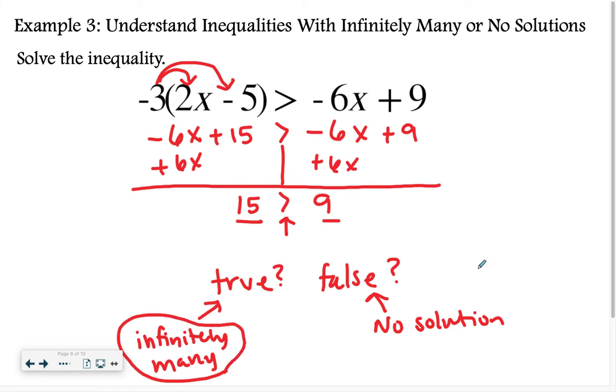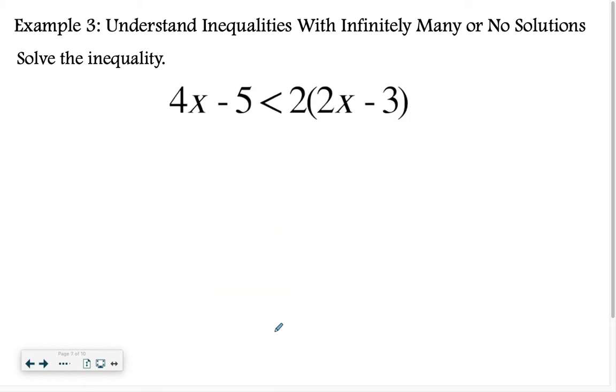Had it been something like 3 is greater than negative 2, that would be considered a no solution situation, okay? So if it ends up being a true statement, it's infinitely many. If it ends up being something that's not true, that's false, you're going to write no solution. Okay, so that's why this answer is infinitely many. All right, let's try another one.